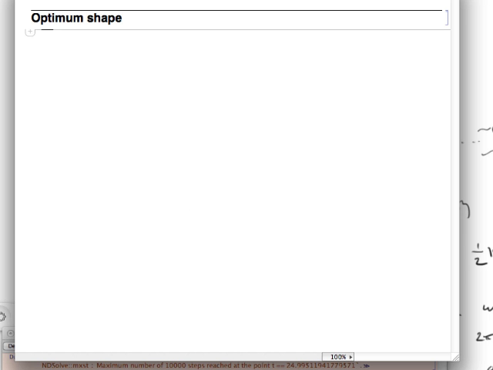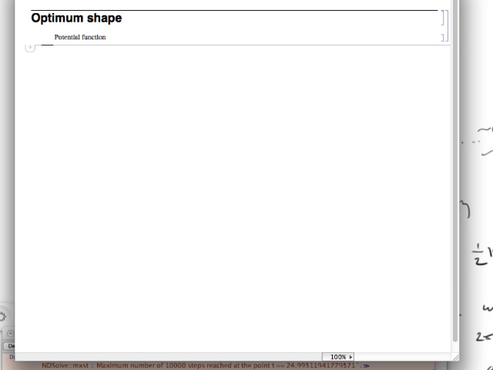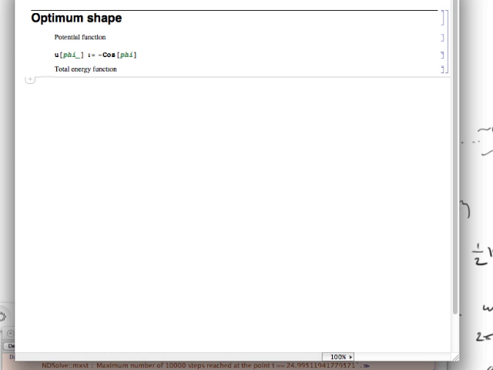So the first thing we need is the potential function, which I've just said I want to have as minus cosine phi for no particular reason. And then we need the total energy function, which will depend on the number of particles and of course all the phi values of the particles. And you'll see that we store those in a slightly funny way in this problem. I'll explain that in a little bit.